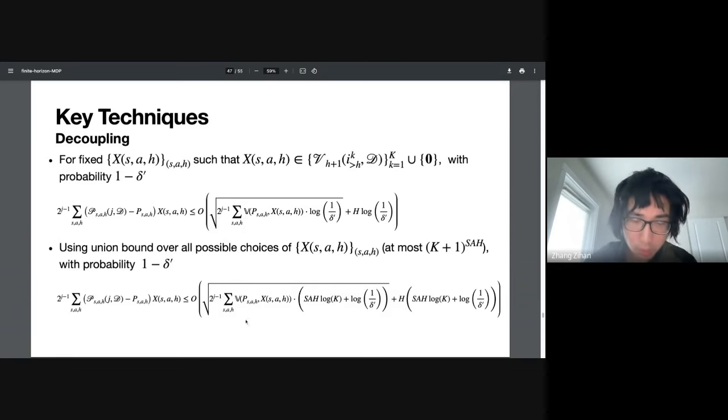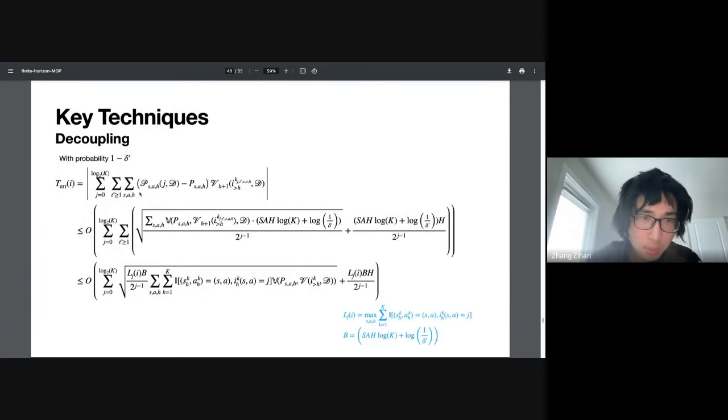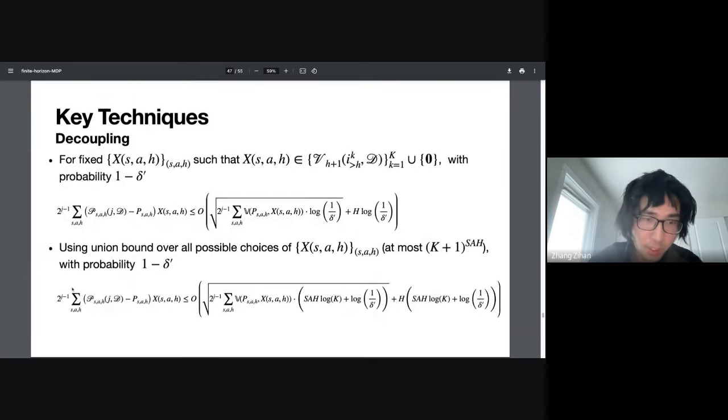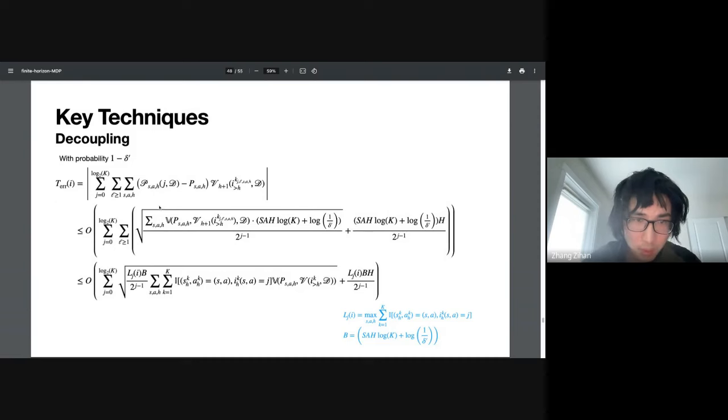So now we are going to use this inequality to bound the term T. Firstly, we know that this term could be viewed as an instance of this term, by dividing both by the factor 2 to the power of J minus 1. Using the inequality, we can bound this term by this term.